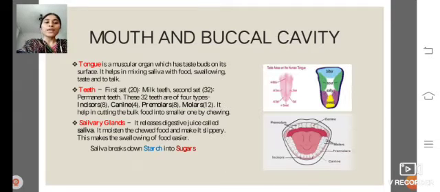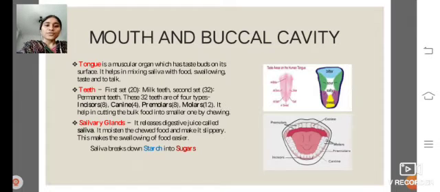So, mouth and buccal cavity. This comprises the tongue. First is the tongue. The tongue is a muscular organ which has various taste buds on its surface. It helps in mixing saliva with food and it also helps in swallowing of food. It also helps us to talk.